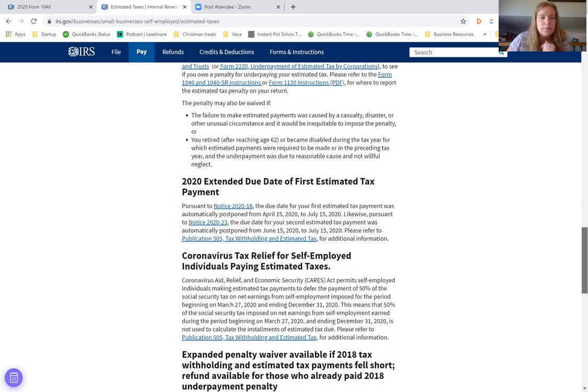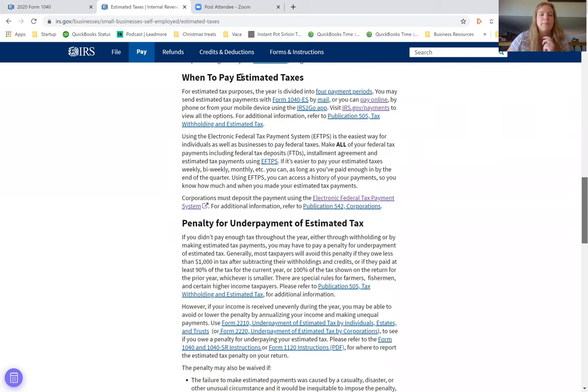Let's see, when to pay. Under the when to pay estimated taxes section, of course they have it by quarters. They give you a few options. You may send them in with the form 1040-ES by mail. Okay, if you're going to send them by mail, please take a picture or photocopy of the check and make your own records of it was exactly this check on this day and I mailed it.